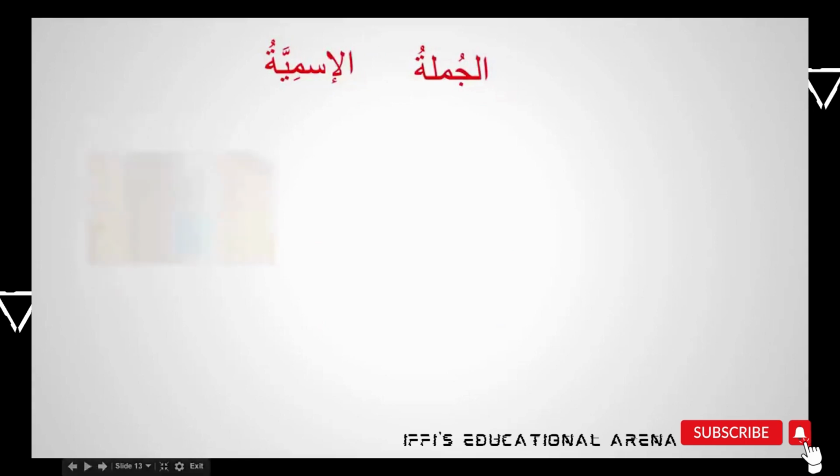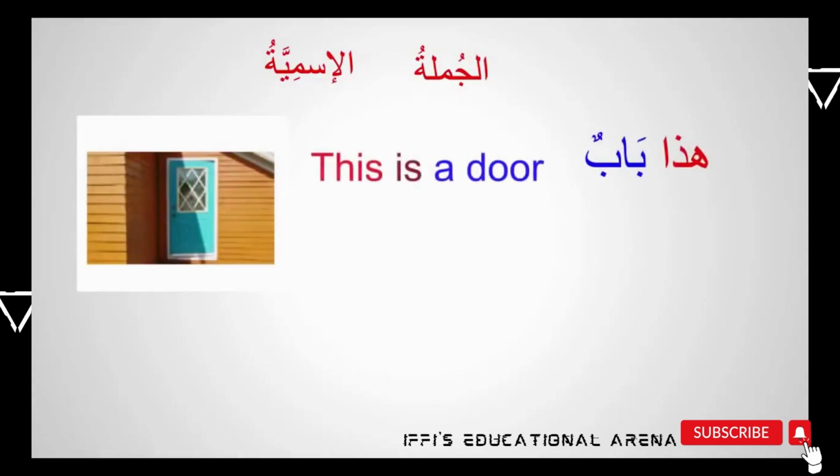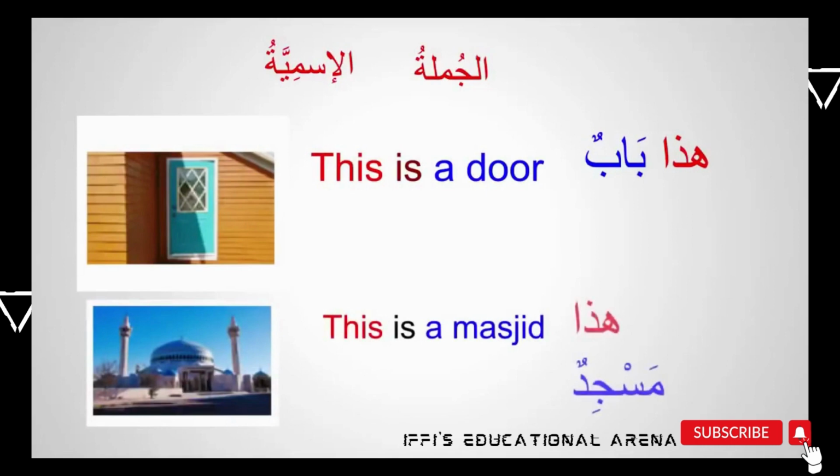Let's do some more examples to practice هذا. Say هذا باب. This is a door. هذا مسجد. This is a masjid.